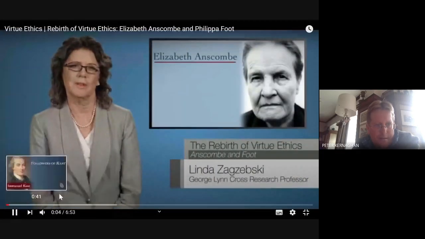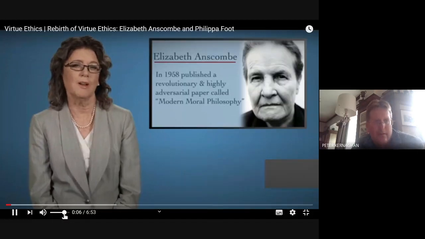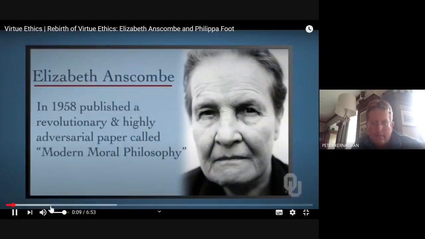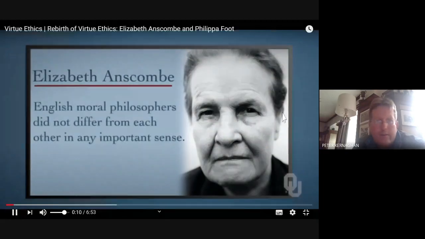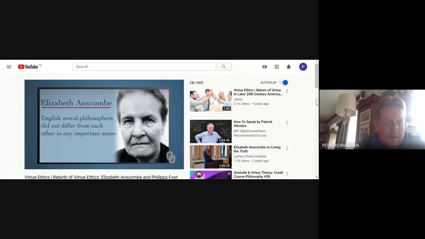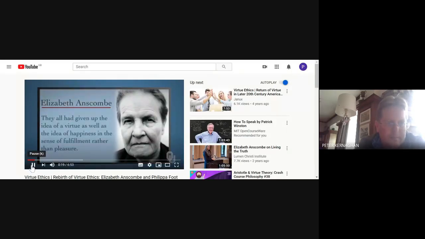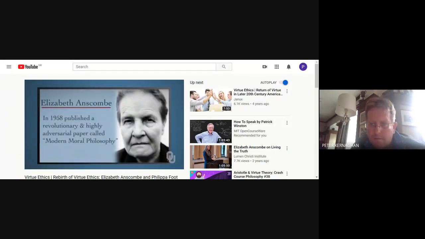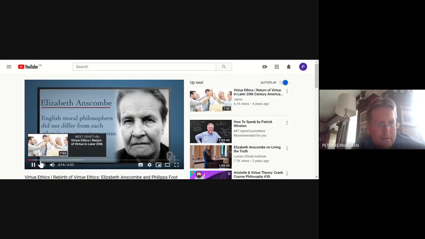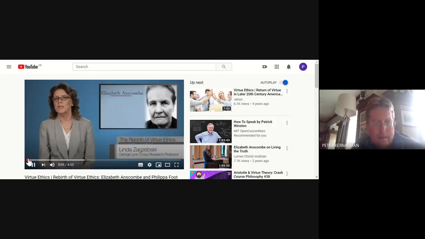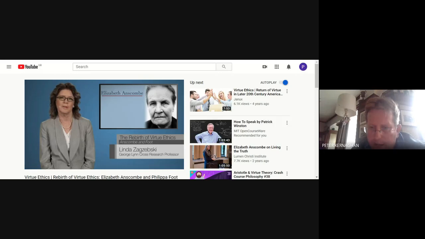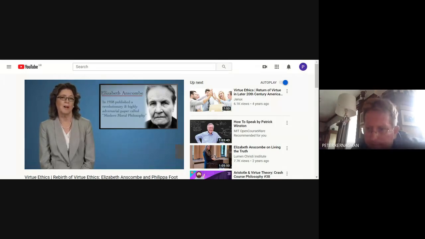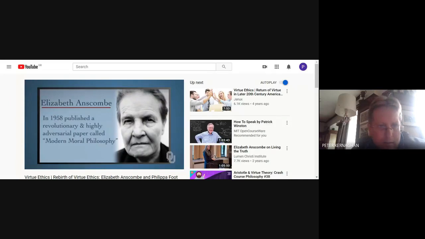Philosopher Elizabeth Anscombe published a revolutionary and highly adversarial paper called Modern Moral Philosophy. In this paper, she argued that English moral philosophers did not differ from each other in any important sense. They all had given up the idea of a virtue. Published a revolutionary and highly adversarial paper called Modern Moral Philosophy. In this paper, she argued that English moral philosophers did not differ from religious foundation. 1958, Oxford philosopher Elizabeth Anscombe published a revolutionary and highly adversarial paper called Modern Moral Philosophy.